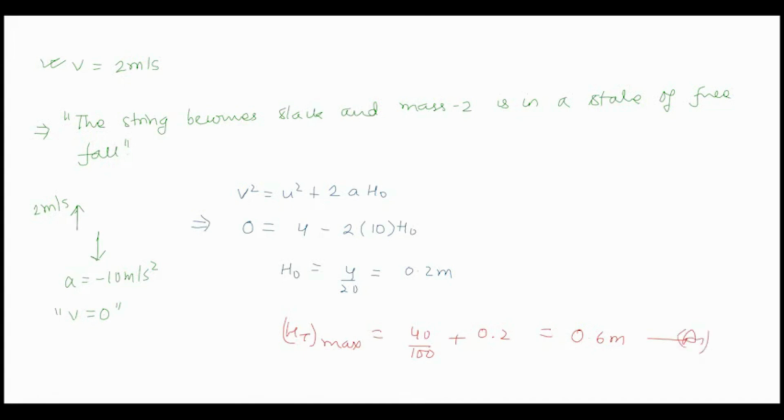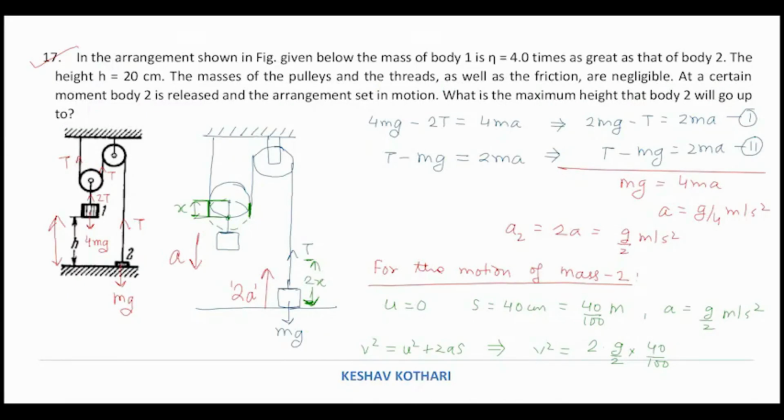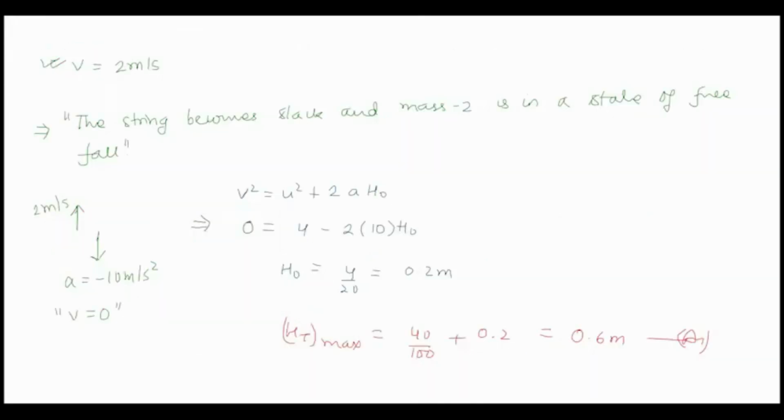I hope you understand it clearly over here, that after mass 1 strikes the ground, the mass 2 will continue to be in the state of motion due to the inertia of motion, and will cover an additional height of 0.2 meter, which must be added with the originally attained height. So the total answer is 0.6 meter for this particular problem.